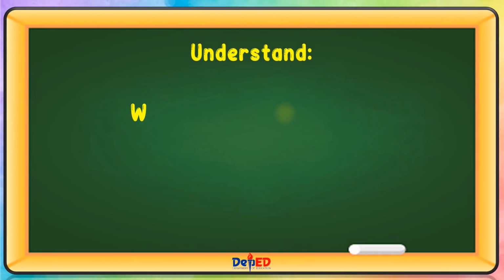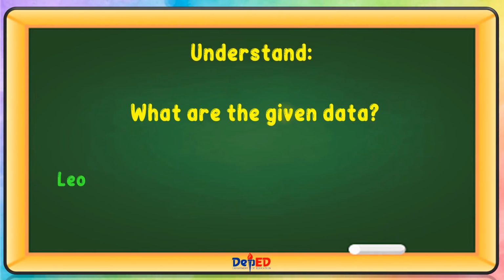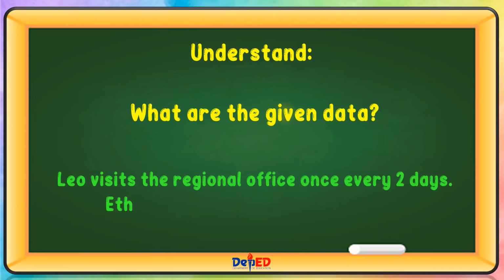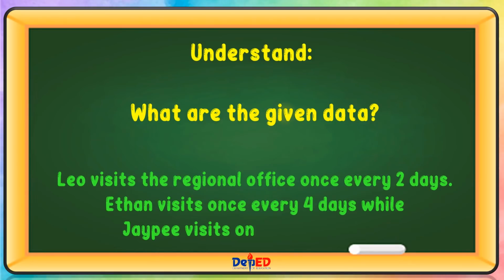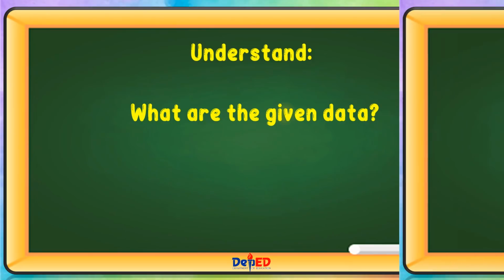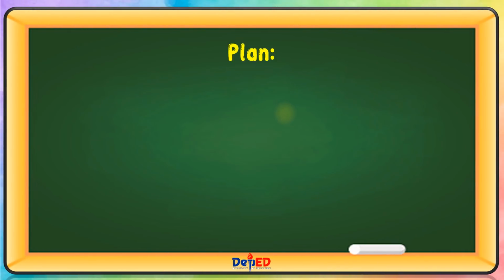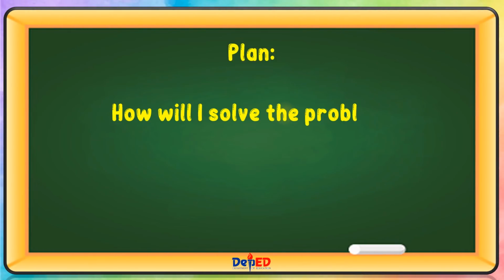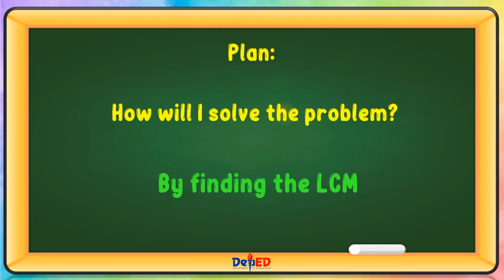What are the given data? Leo visits the regional office once every 2 days. Ethan visits once every 4 days, while JP visits once every 6 days. Plan. How will I solve the problem? By finding the LCM.